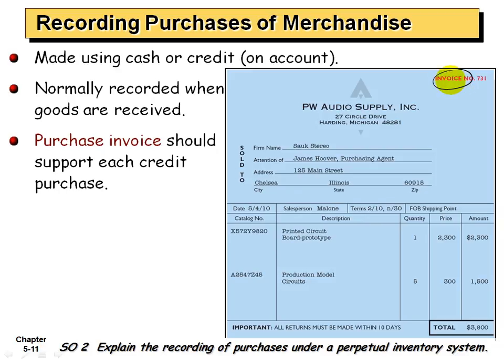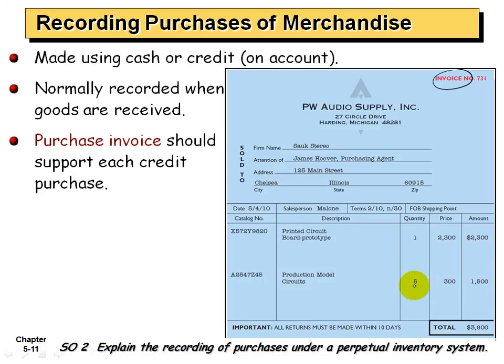Both are merchandising companies. So PD Audio Supply would be the wholesaler. SOC Stereo would be the retailer. In turn, SOC Stereo would sell to consumers, people like you and me. So here on May 5th, PD Audio sold to SOC 2 different items. Here, a printed circuit board, just one item at this price, at this total cost. And then it looks like 5 production model circuits, each at 300.